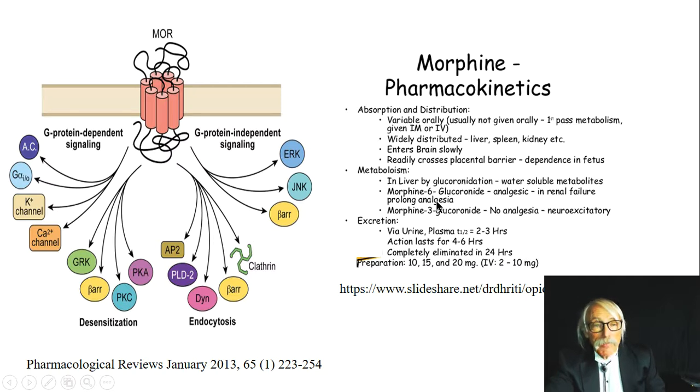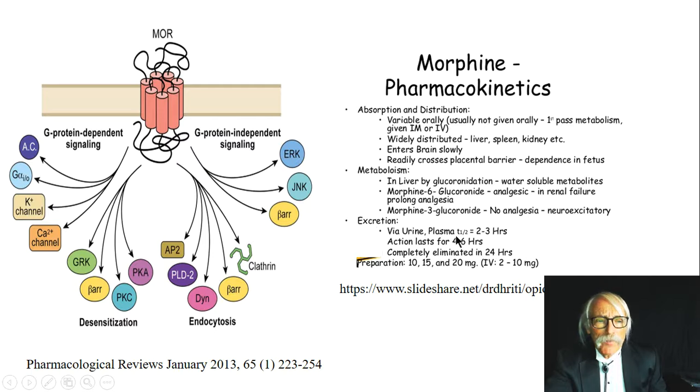The metabolism, finally, in the liver by glucuronidation. You make a water-soluble metabolite. So morphine 6-glucuronide still has the analgesic properties. So this is now a pharmacokinetic product, but it's still analgesic. And especially when you get renal failure, you get more and more of the analgesic effect, prolonged analgesia. However, the morphine 3-glucuronide has no analgesia. In fact, it's neuroexcitatory, okay? Which, again, is a bit paradoxical.